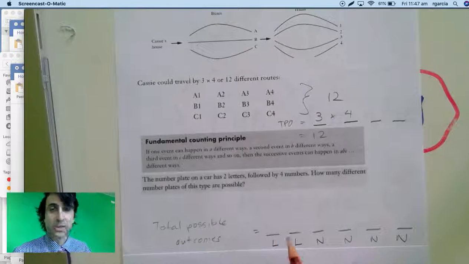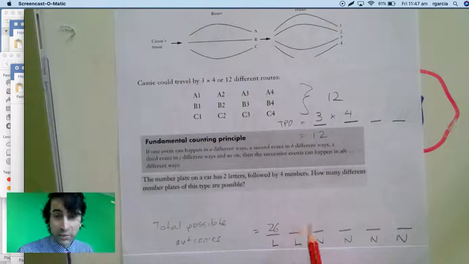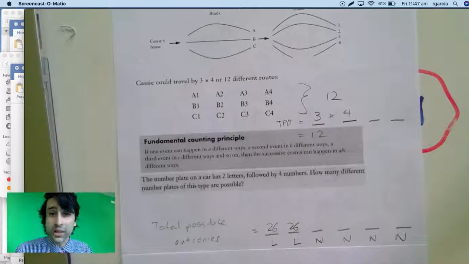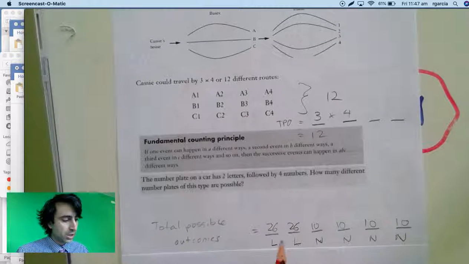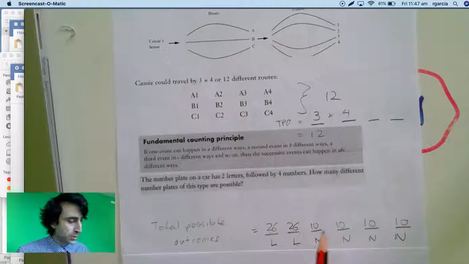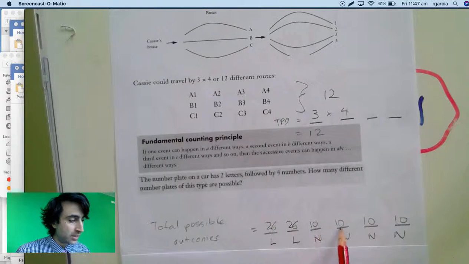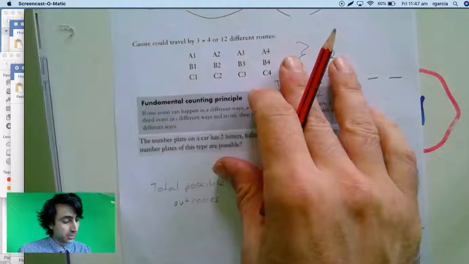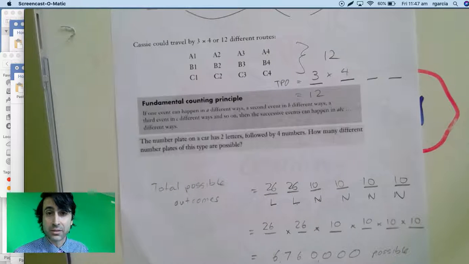So how many letters are possible? That's right, there are 26. How many letters are possible for the second? Well, you can have repeat letters in a number plate, so there's another 26. How many numbers are possible? You can have 1 to 9, but you can also have 0. So there's 10 here, and 10 here, and 10 here, and 10 here. So these are all the different options that we can fit into each position. So the total possible outcomes is each of these multiplied by each other. And so in this case, how many different number plates are possible? 6,760,000 possible number plates or possible outcomes in this case.